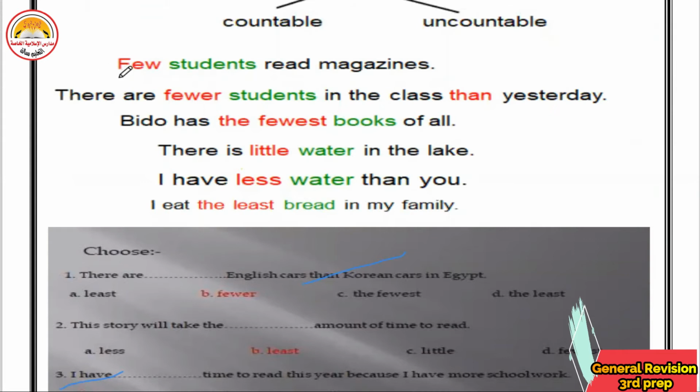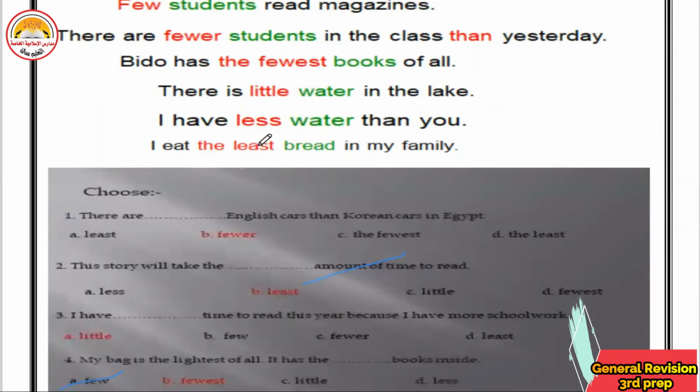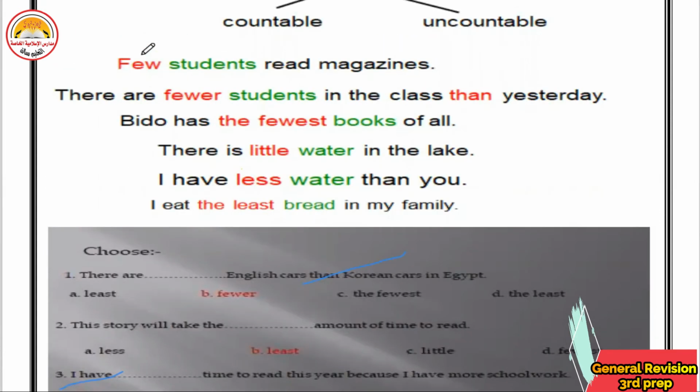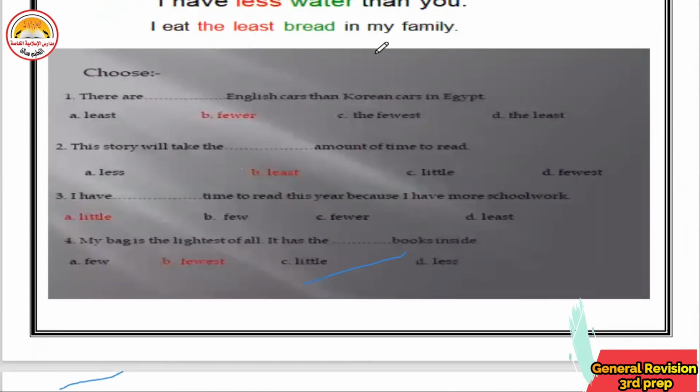Okay, Hamdi. We use few with countable or uncountable noun? Few, fewer, the fewest. Countable noun, yes. Okay, thank you. We use little with the uncountable noun. There is little water in the lake. I have less water than you. I eat the least bread in my family.